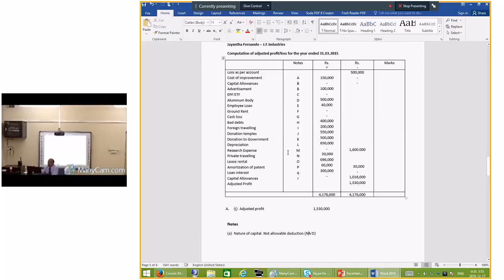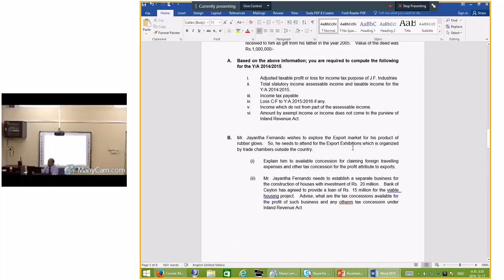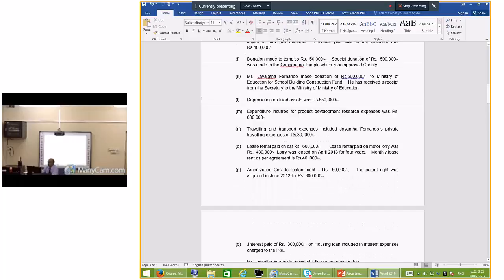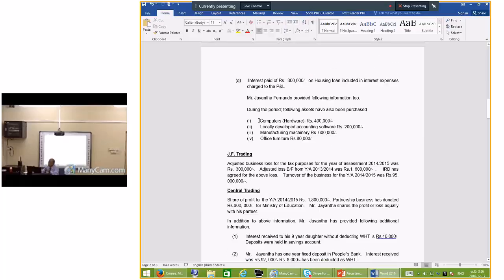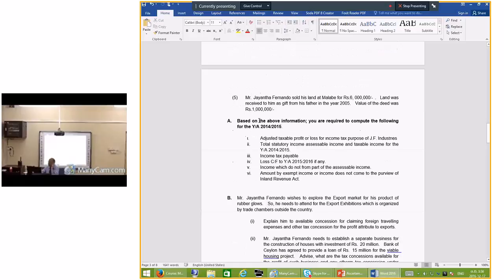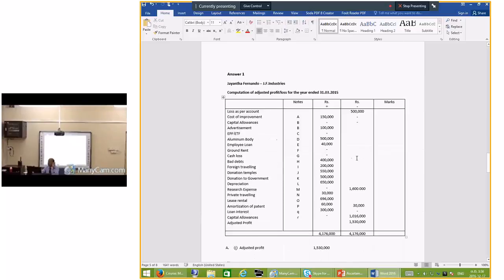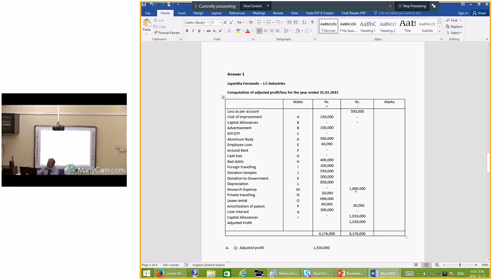Now capital allowances, see. We take the research expenses next. Let's see what has been given for research. The expenditure incurred for product development research was rupees 800,000. The rule is we are allowed 300,000. The 800,000 is already charged. Now another 200,000 is entered in the claim. Right? We have allowed another 1.6 million, and 800,000 was already charged.